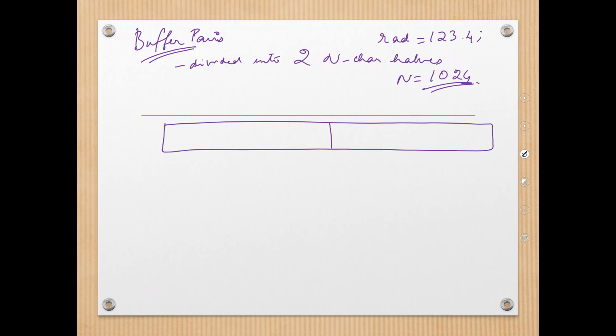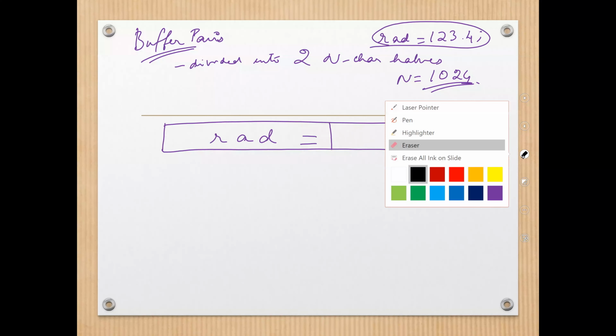And what happens is I read my particular line of code and then I stuff it into my buffer. I'm writing it very large so that you can understand. Let's say rad is equal to 123.4. You just put it in the first half.